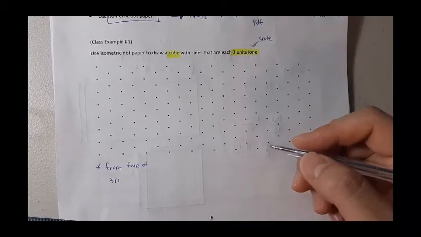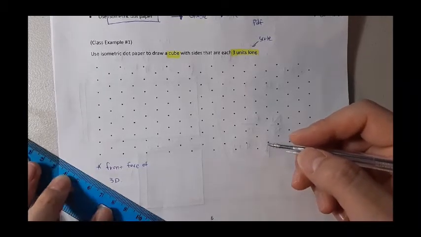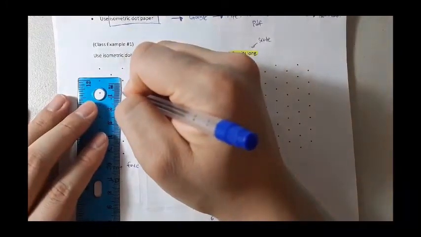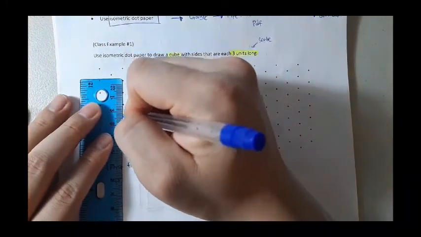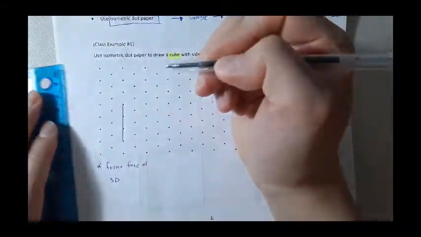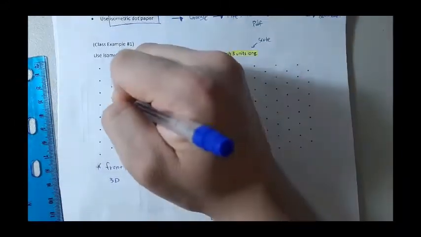So let's draw basically a square with 3 units. 1, 2, 1, 2, 3. So you can connect a vertical line like that. That's A.